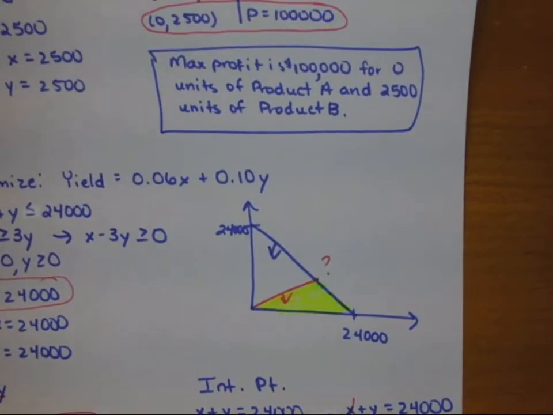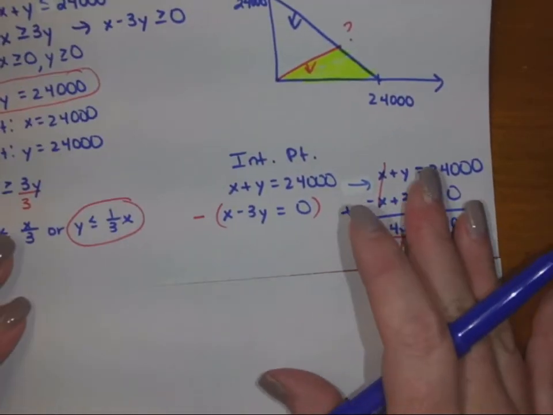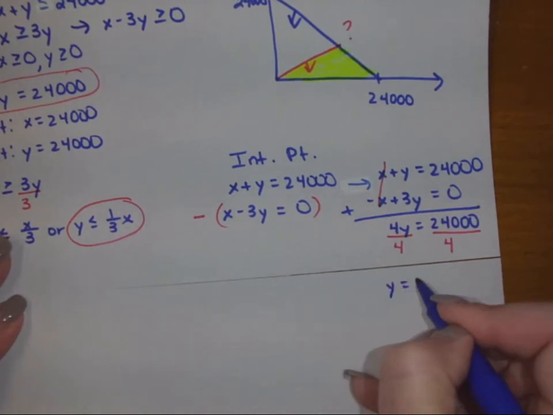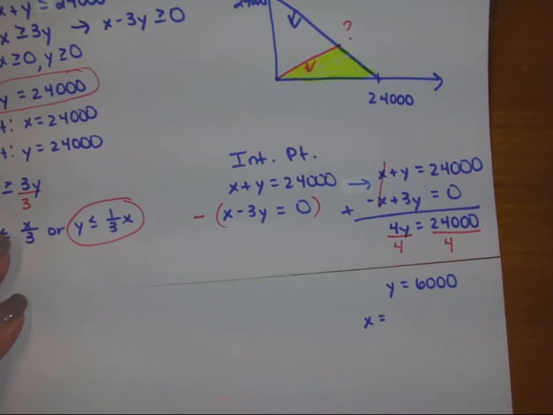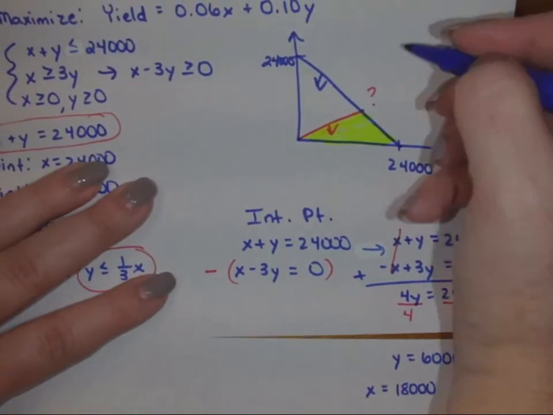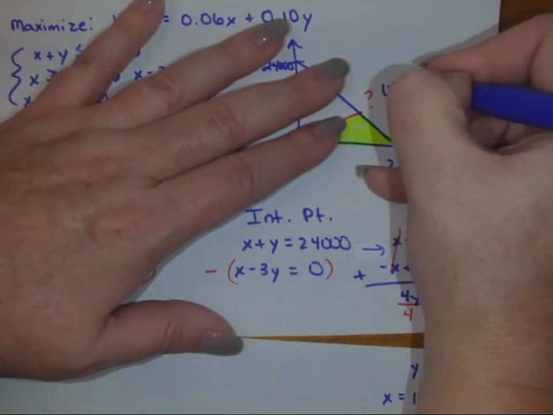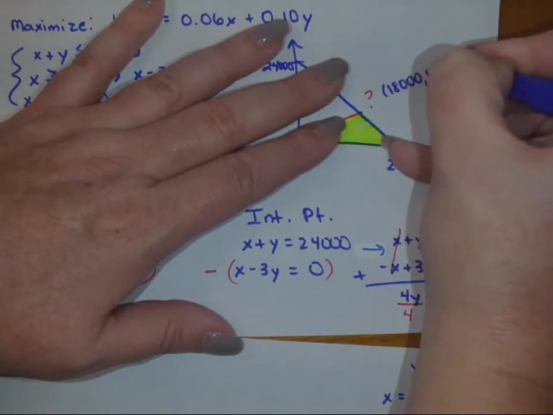So remember, y was the stocks investment. But we get y equals 6,000. And so x would be, remember they have to add up to be 24,000. So x would be 18,000. Okay. So that means this intersection point right here is actually 18,000 comma 6,000.